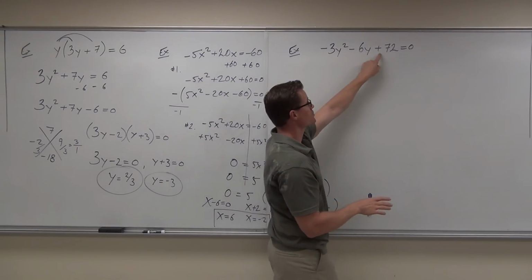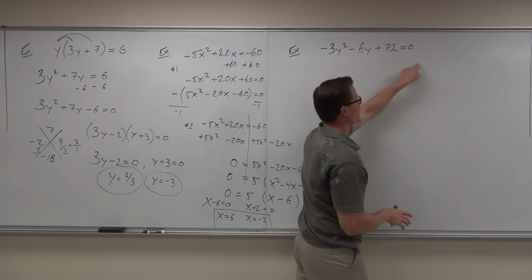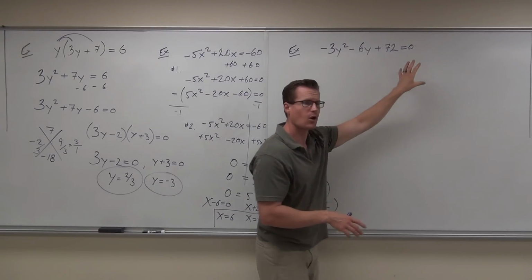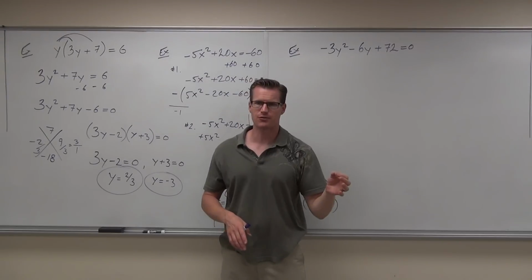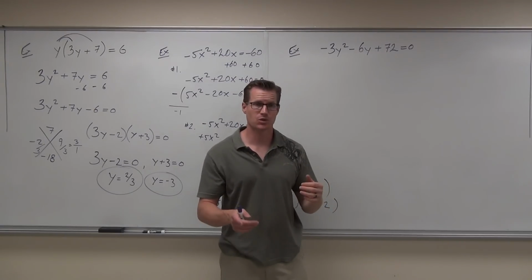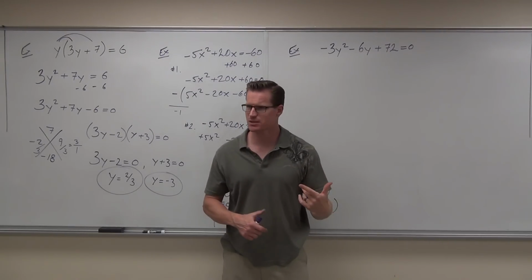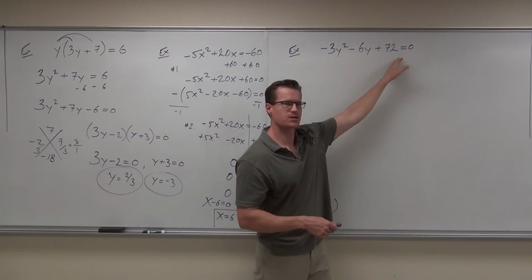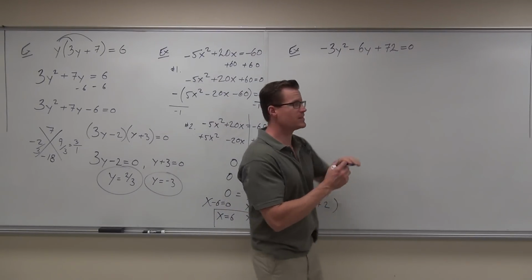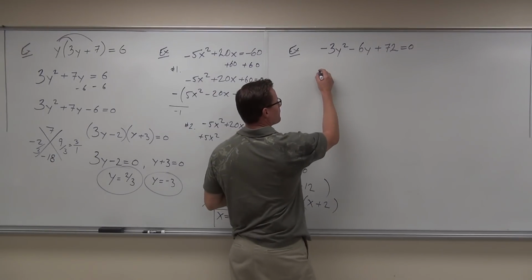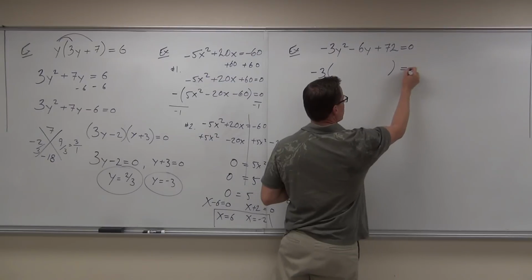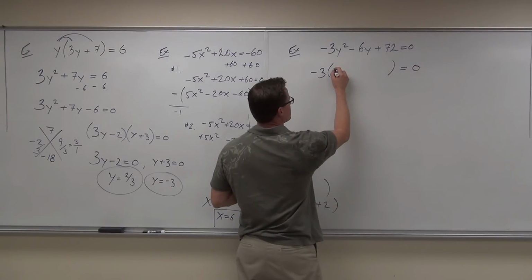You can choose to subtract 72 and add 6y and add 3y squared and move it all, or you can choose to factor out a GCF, and that GCF has to include a negative in this case. Does that make sense to you? So if there was not the 3 that divides all 3 of those terms, you just factor out -1. In this case, what are we going to factor out? -3. Yeah. -3.